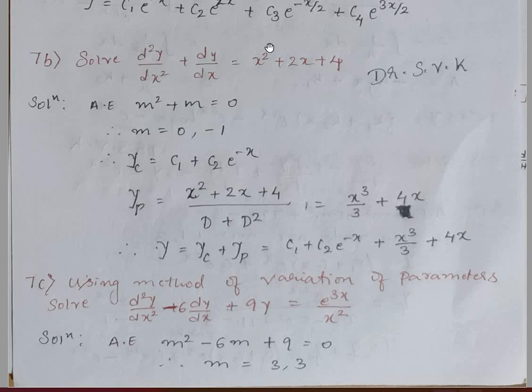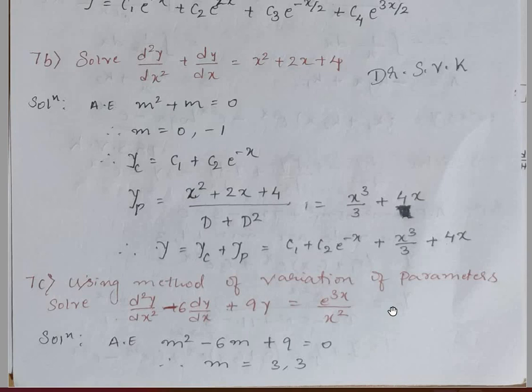Then yp is given by the polynomial divided by a function of D. Rearrange this form. The numerator should be in decreasing powers of x, which I have arranged, and the denominator should be in increasing powers of D, D + D^2, which I have arranged. Then go with the division method. By the division method, I get the answer as x^3/3 + 4x. Very simple problem. Finally, the general solution is given by y equal to yc + yp. Adding the yc value and yp value, that will be the solution.